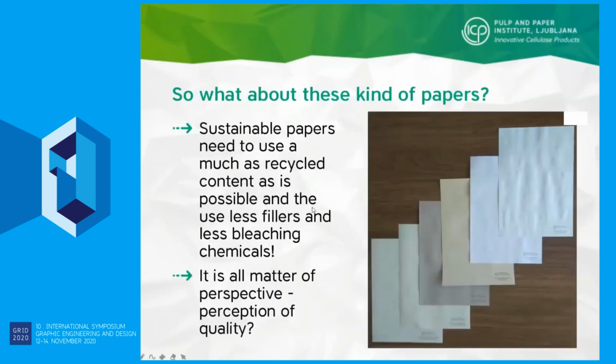So as I said, we are producing papers from sustainable sources such as invasive plants from urban cuts or agro residues, and our main idea is that we want to have a green change and green technologies. That means to use as few fillers and as little bleaching chemicals as possible to achieve whiteness of the paper.